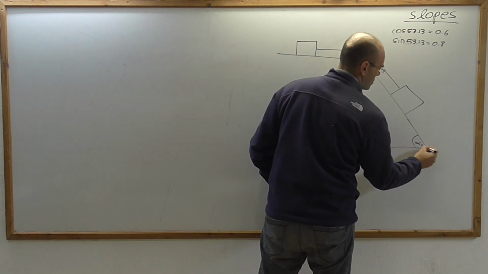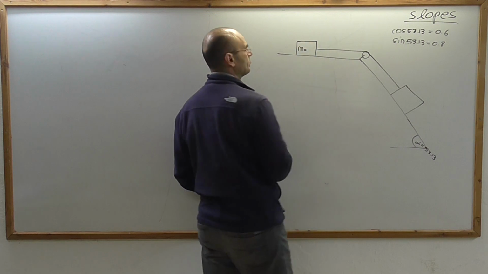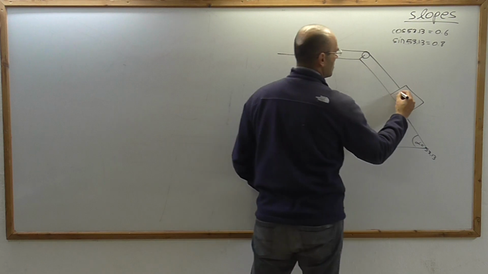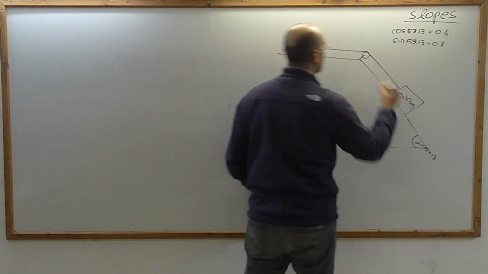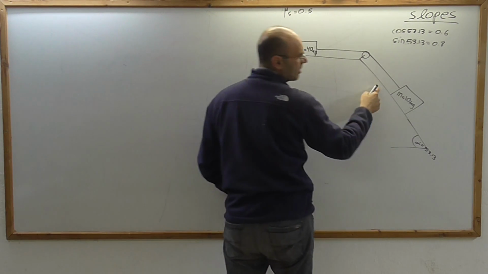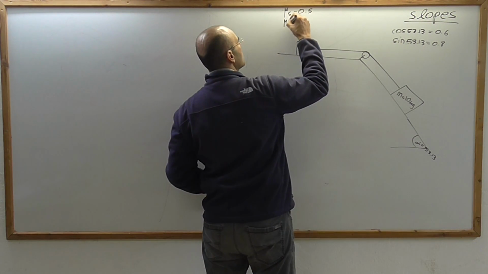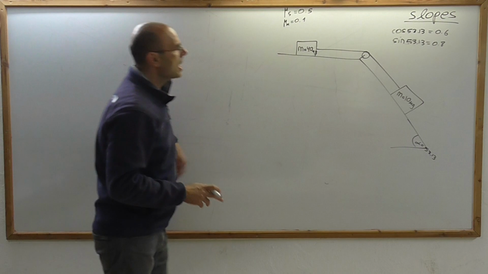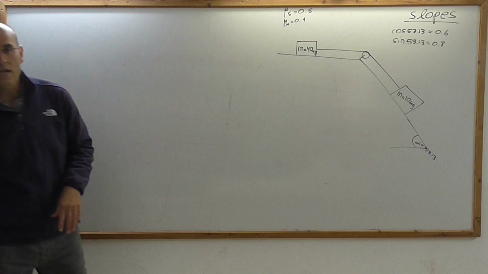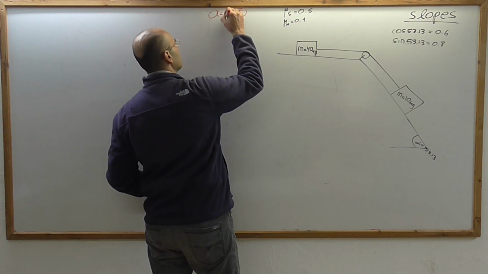Okay, this is alpha equals 53.13. This is m equals 40 kilograms, m equals 10 kilograms, mu static equals 0.5 here and here. I have two frictions, here and here. And mu kinetic equals 0.1. And I want to know if this system is going to move, and if so, what's the acceleration? The first question is the acceleration.